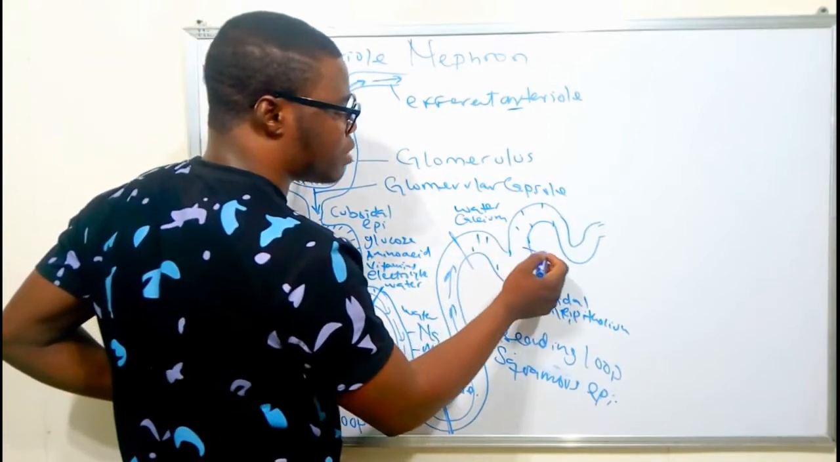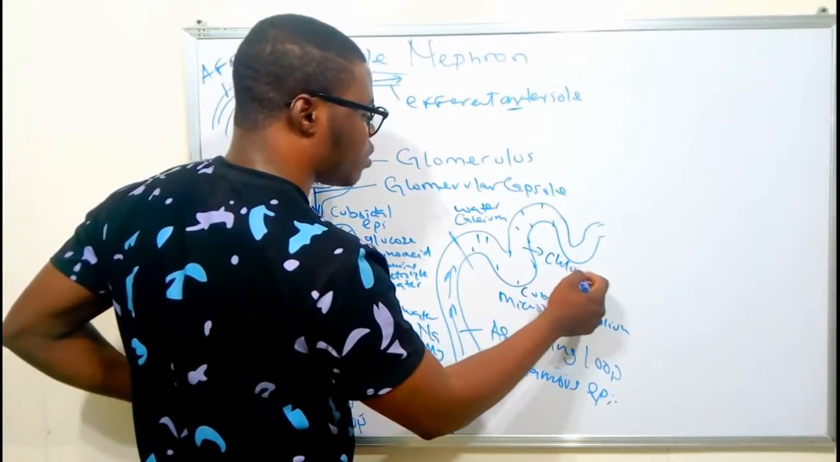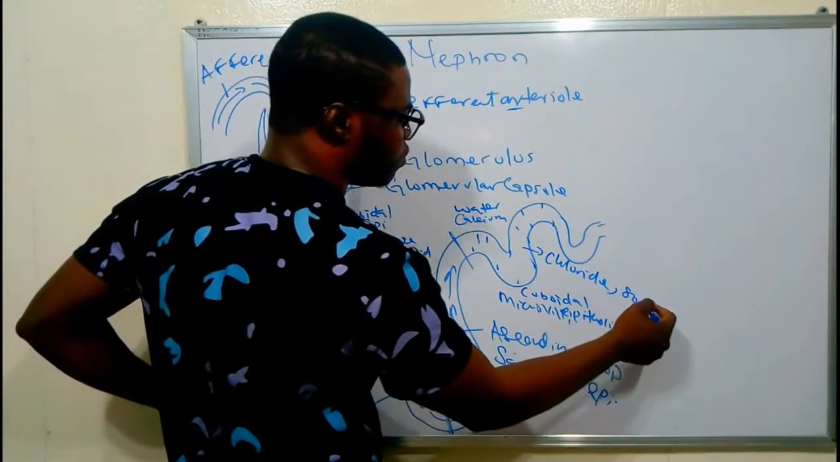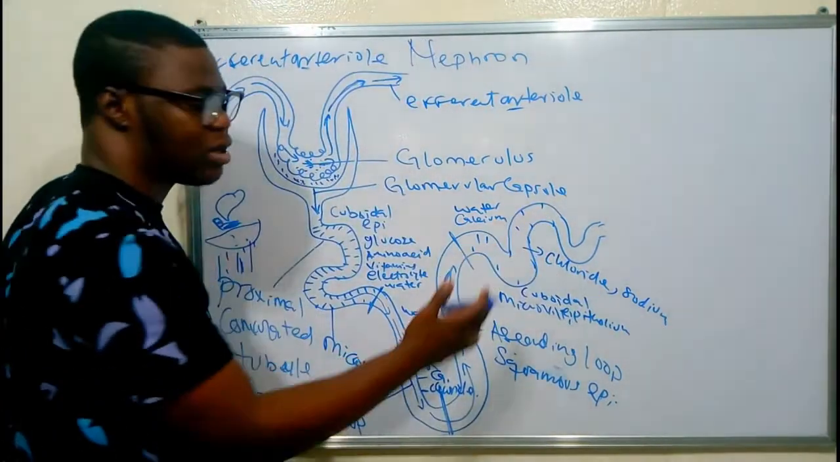It also reabsorbs chloride as well, chloride and sodium. So that is the function of the distal convoluted tubule.